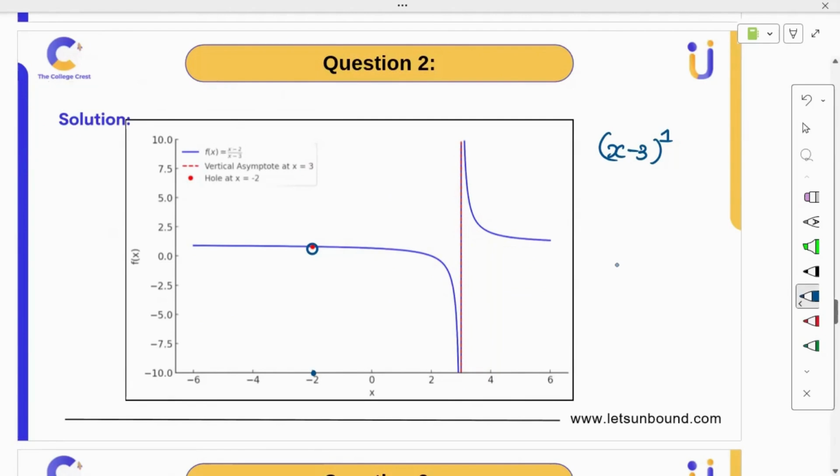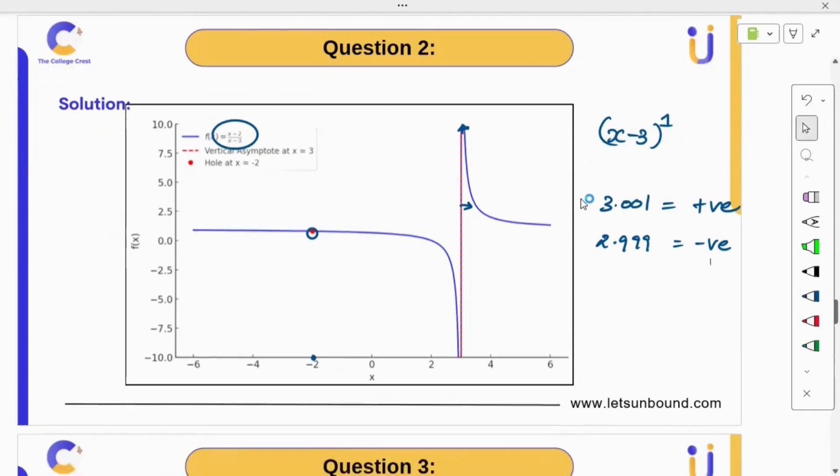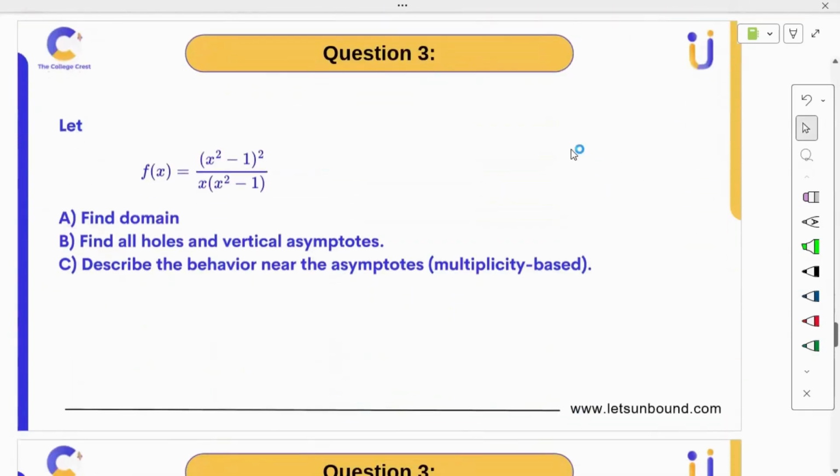How should we find which side is up? Just plug in. To the right, 3.001 will give you a positive answer if you plug into the simplified version. So it approaches positive infinity. To the left of 3, you can put 2.999. That will give you a negative value, which means you have to go down. Okay, right, and we are on the third question.